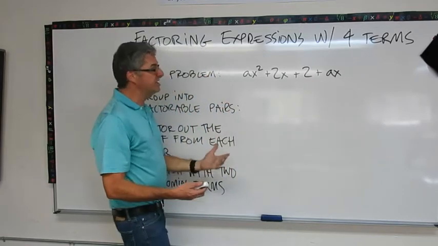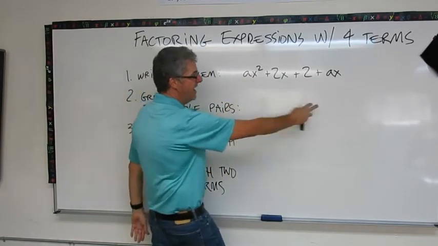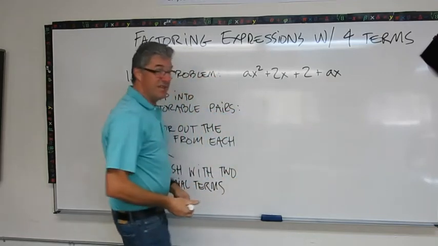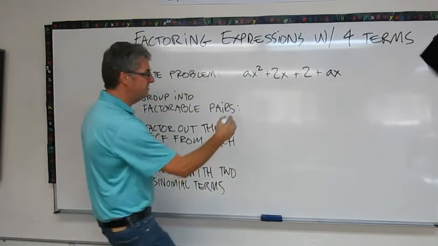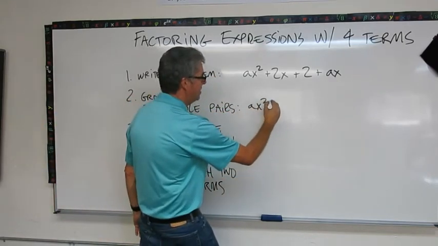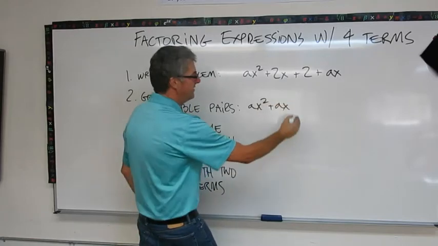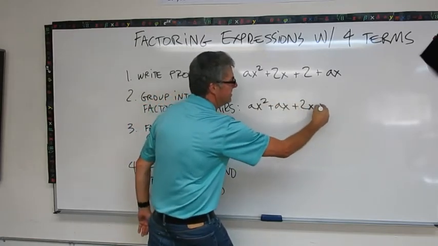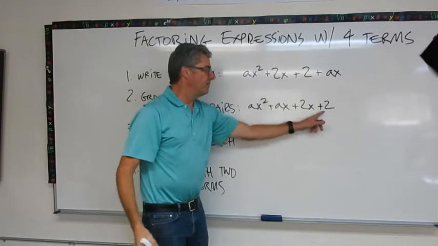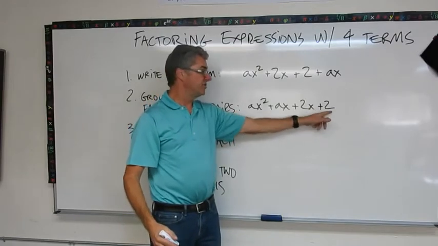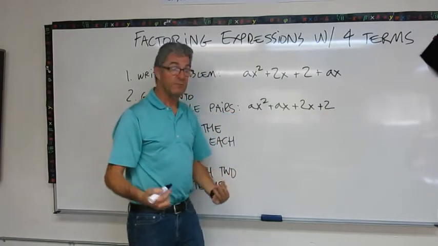But what I'm noticing is that I have ax here and I have ax there. So that's actually looking pretty good. So I'm going to do that: ax squared plus ax, and that's going to leave me with plus 2x plus 2. And that is also a pretty nice factorable pair because there's a 2 in each of these. Okay, so that's step 2.